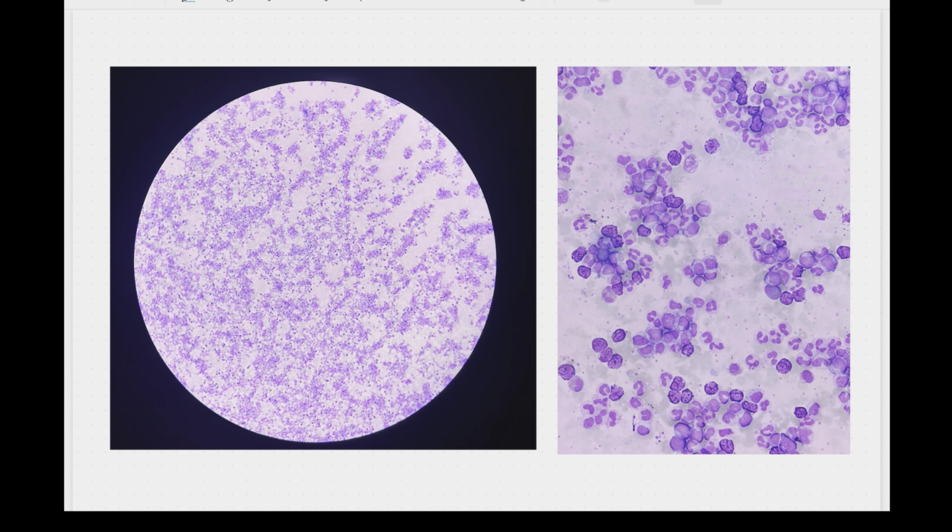Hello, so today we'll be discussing another case. This is what you see under the microscope. In the low power, you see that this is a very busy, or an increased cellular smear. It's a peripheral smear, and the high power is also showing an increased number of cells.